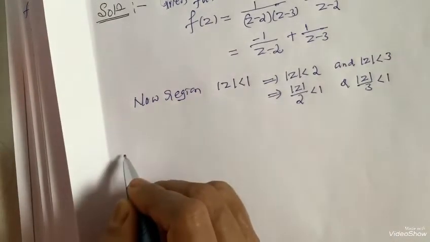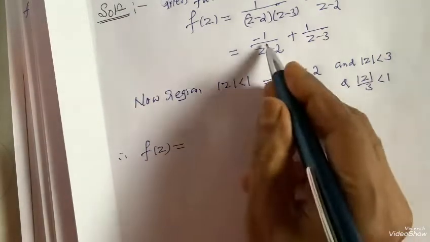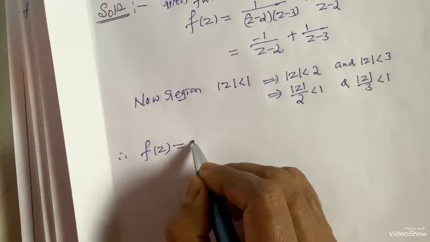Therefore, f z now, f z is minus, there is 1 upon.